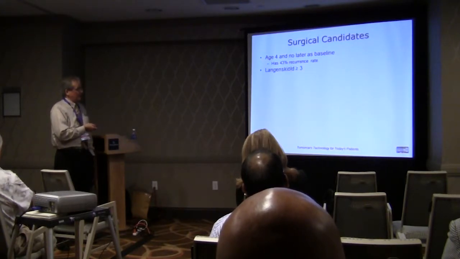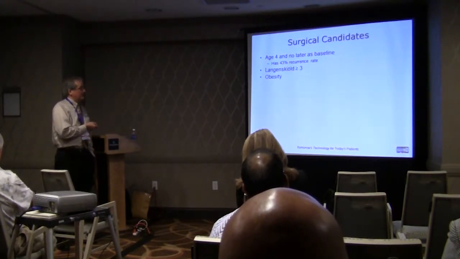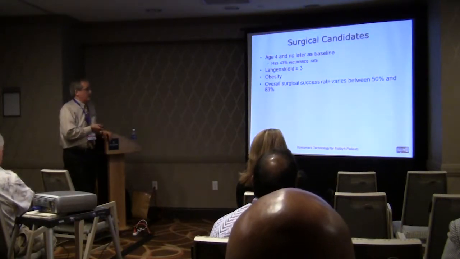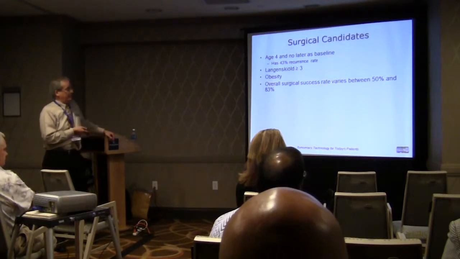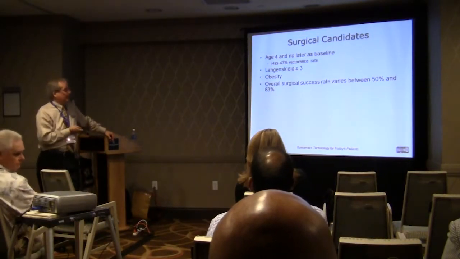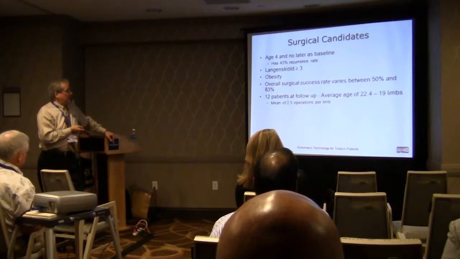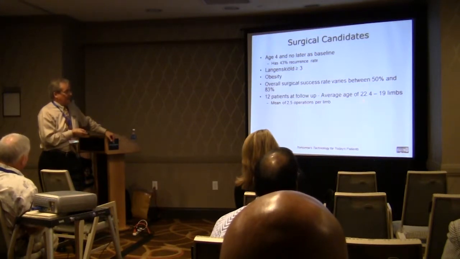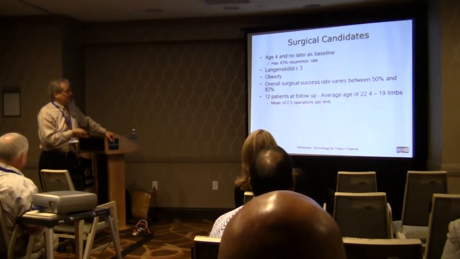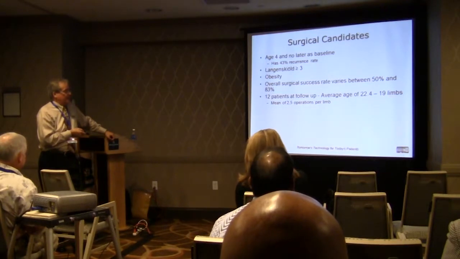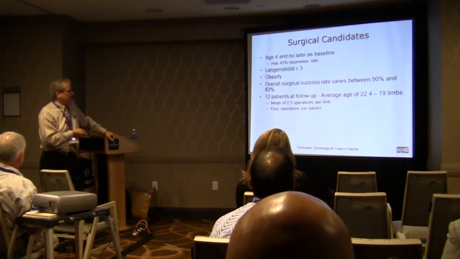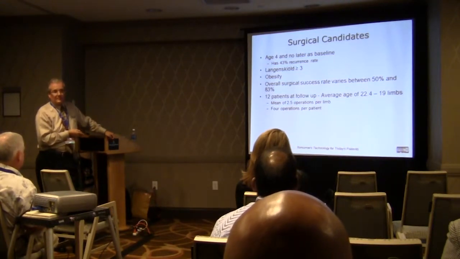The Langenskiöld stage has to be greater than or equal to 3. Typically, obesity is an indication for patients to be surgically intervened. The overall surgical success rate varies between 50 and 83%, on average in the literature. This is a particular study, and I only pointed it out because, out of 12 patients later on in life, 19 limbs, those patients averaged 2.5 operations per limb. It's a lot of surgery for kids to go through. 4 operations per patient, a lot like that.